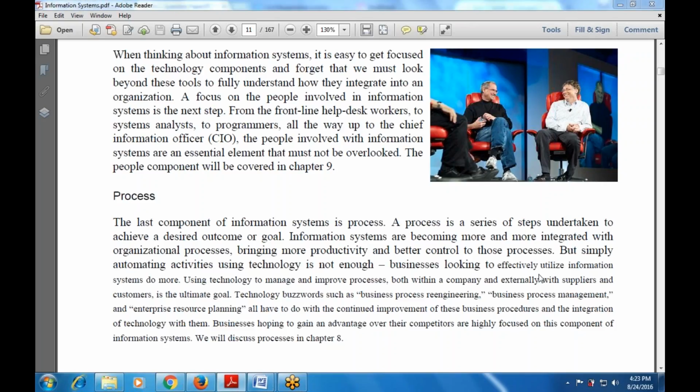So the last component over here is the process. We can say the last component of the information system is process. That is a series of steps, a series of instructions that we follow, that is undertaken to achieve a target, to achieve a desired outcome.